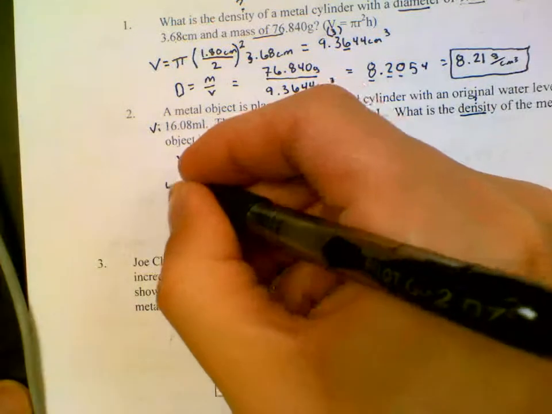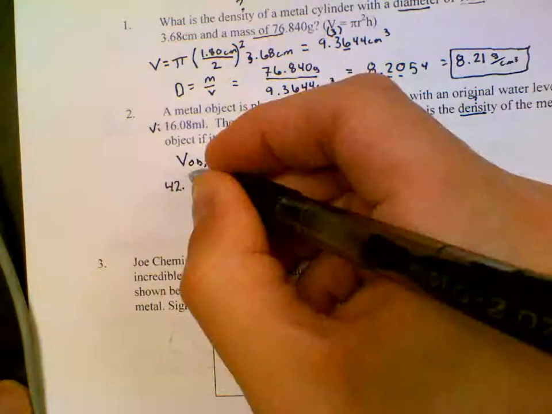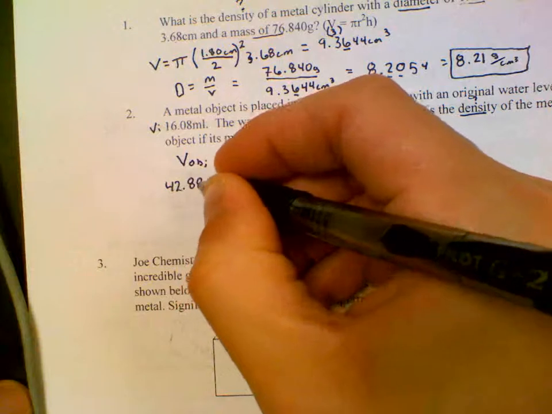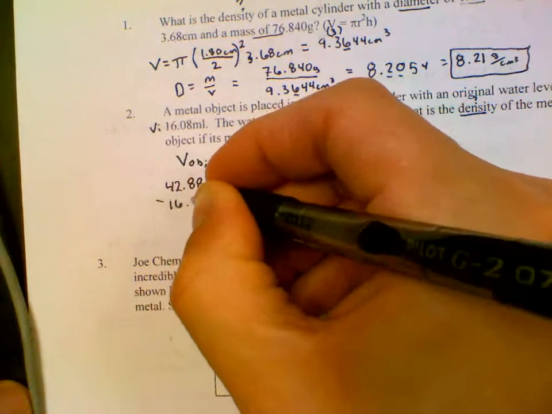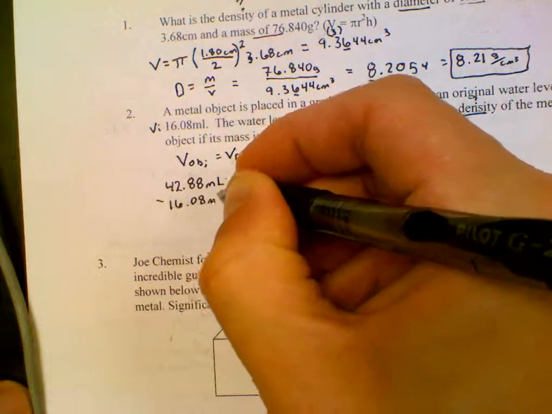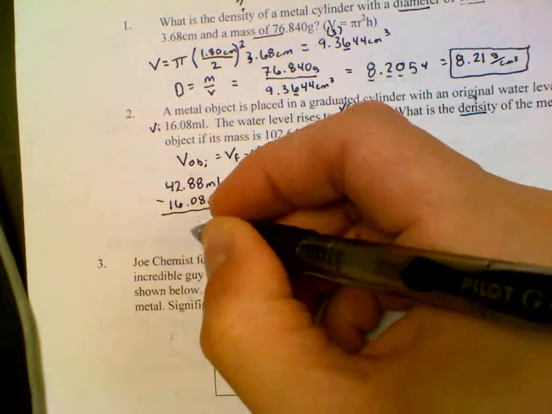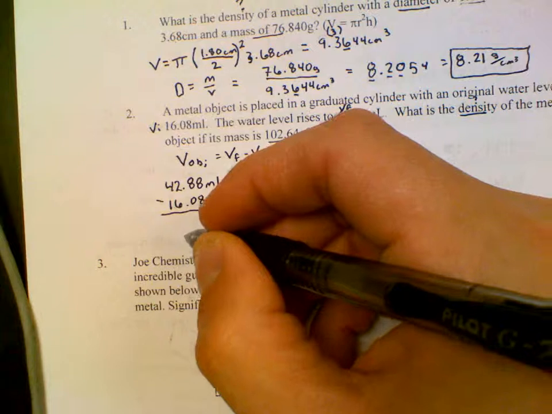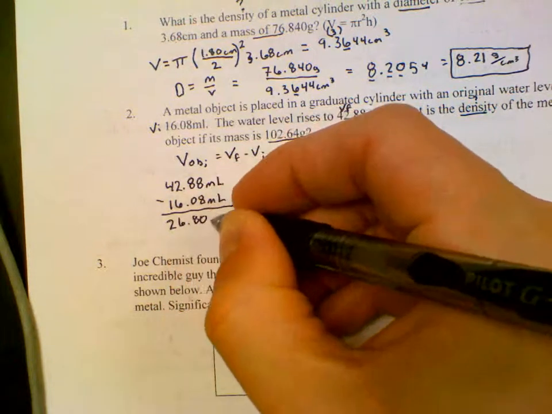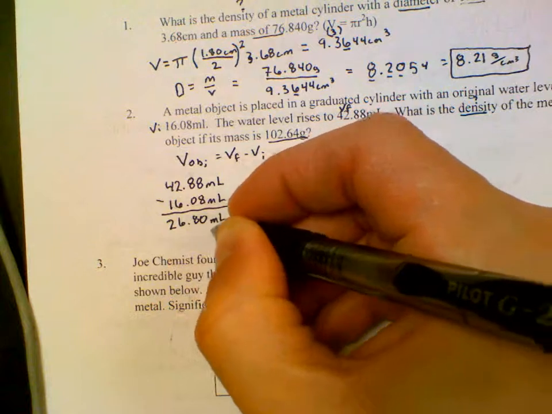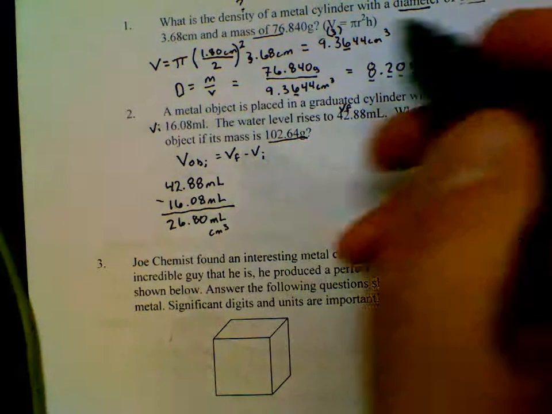So 42.88 milliliters minus the 16.08 milliliters is going to be 26.80 milliliters or centimeters cubed, since this is a metal object.